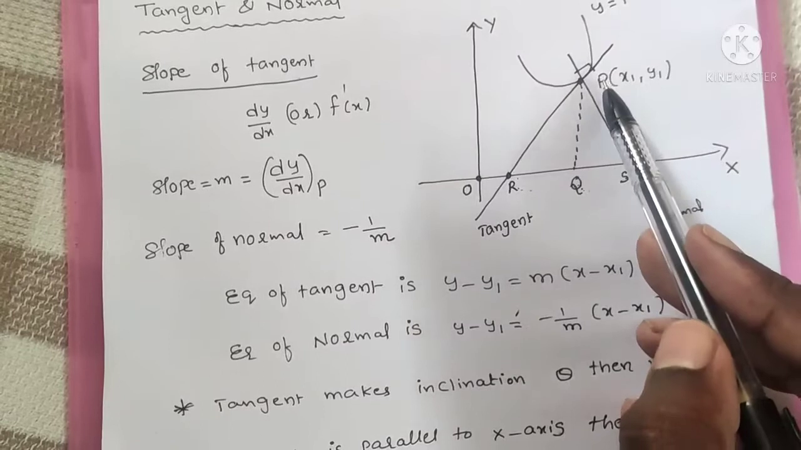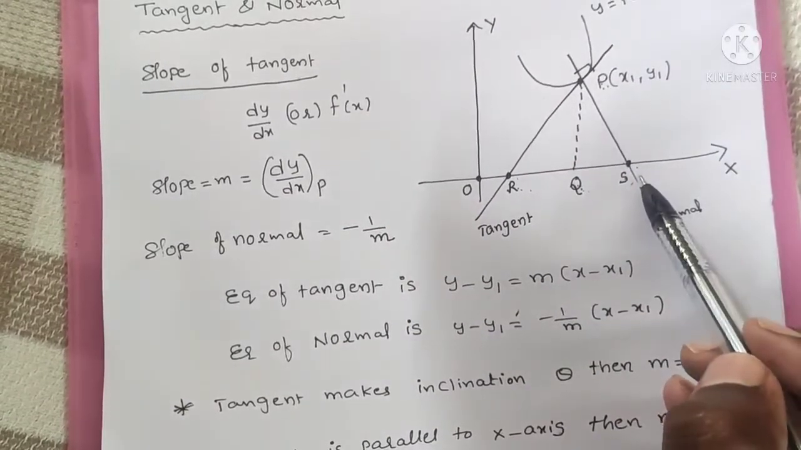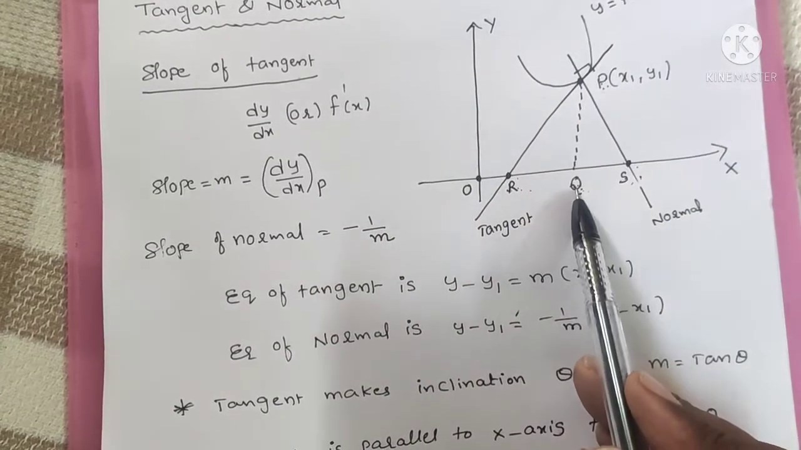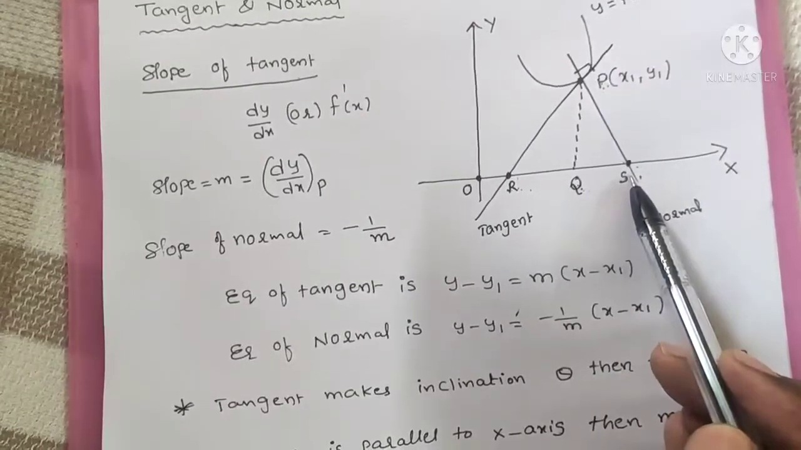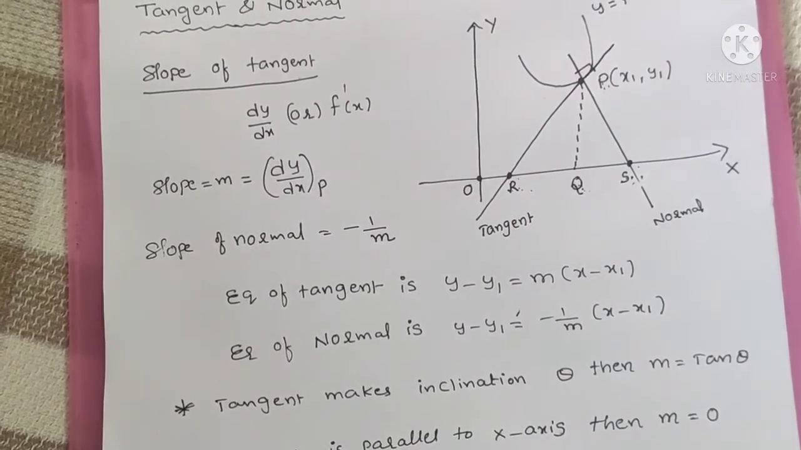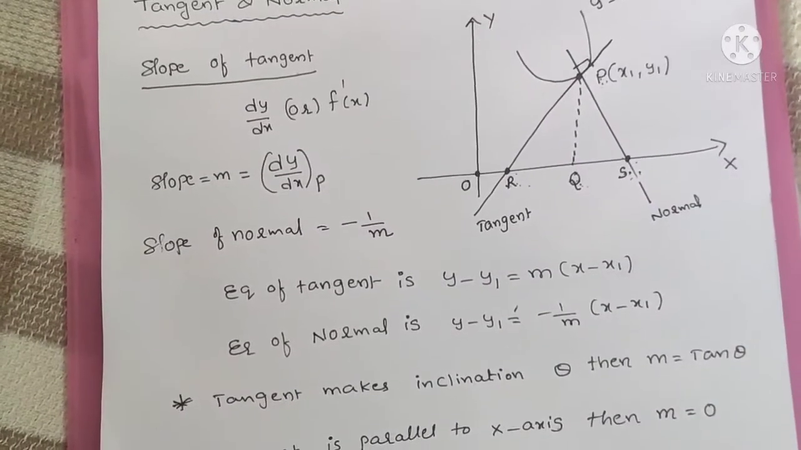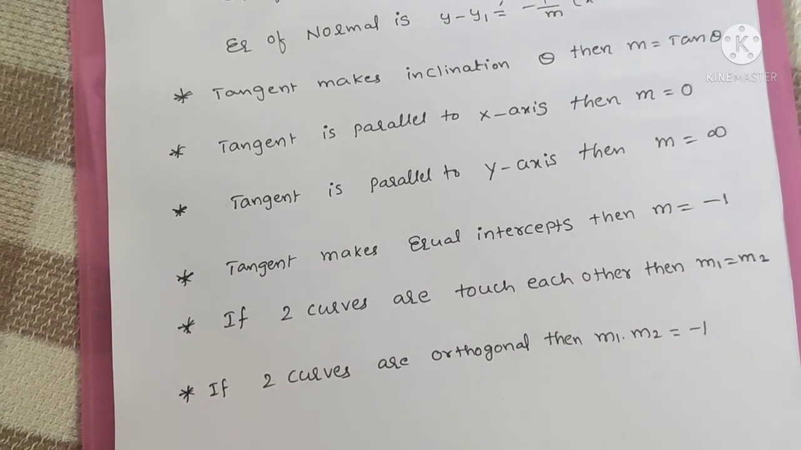Once again, listen. PR is the length of the tangent. PS is the length of the normal. RQ is the length of the subtangent. QS is the length of the subnormal. Now we have formulas for the length of tangent, length of normal, length of subtangent and length of subnormal. Okay. Now what is the first formula? The first formula is the length of tangent. What is the formula for the length of tangent? We will discuss.